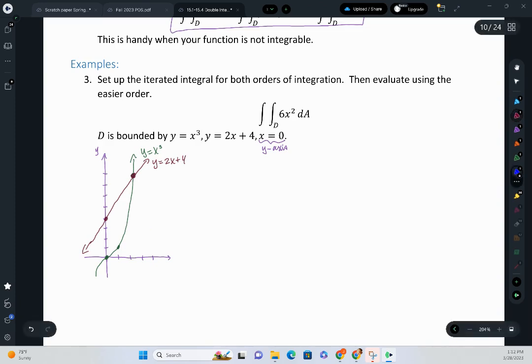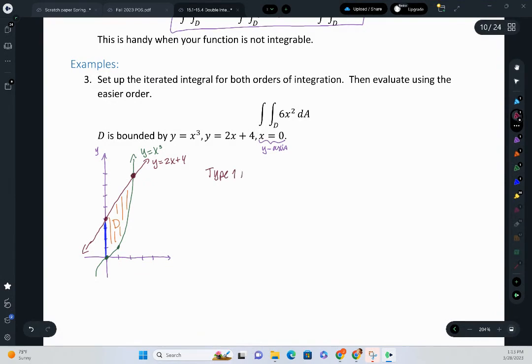The last part that I have is x equals 0, which is the y-axis. And what that does is it gives us that closure that we needed, so we have a region D. So that's our region of integration. Now, we were told to set up both orders of integration. So let's just look at what a type 1 would look like and what a type 2 would look like.